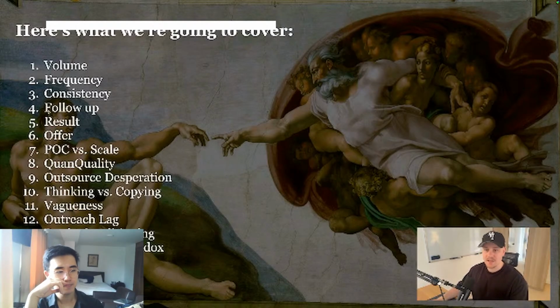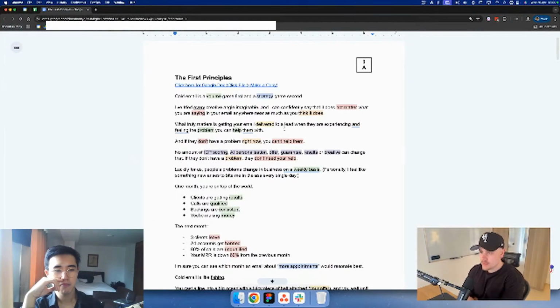Next is going to be consistency. We have follow-ups, the result, the offer, POC versus scale. This is proof of concept versus scale. We're going to cover quality, outsource desperation, thinking versus copying, vagueness, outreach lag, doubt conditioning, and finally, the lead quality paradox. So let's get stuck into it. Okay, so welcome to the first principles of cold email, of profitable cold email campaigns.